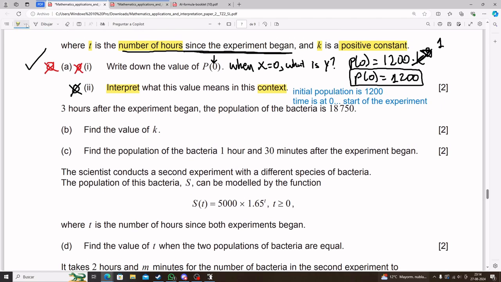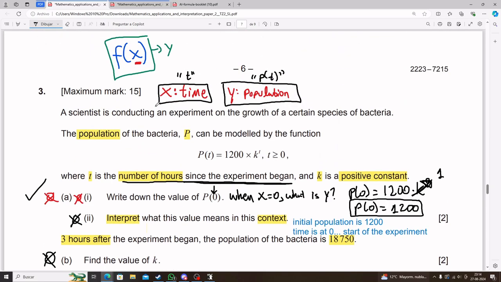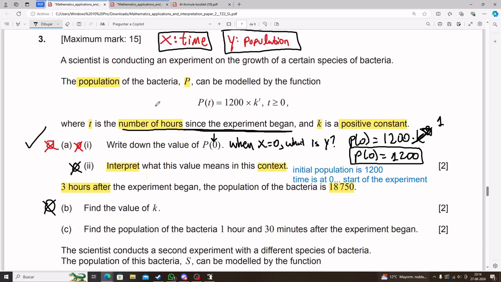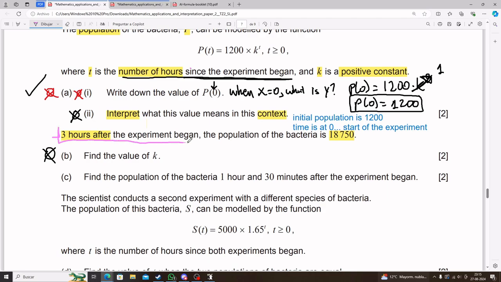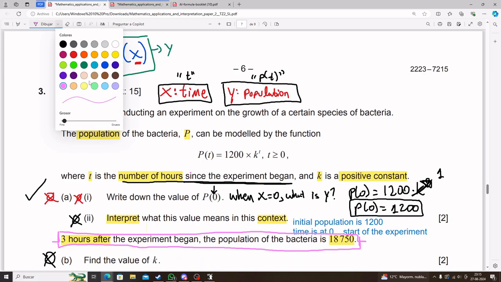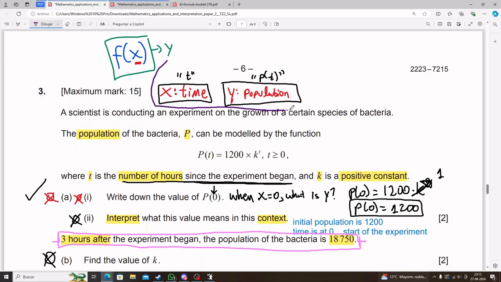Then we have that 3 hours after the experiment began, the population of the bacteria is 18,750. And through this, we need to find the value of K for part B. Now, the big thing about these sort of word problems is that you need to bring these words into math. So this line of information that I am now putting in pink is very important that we understand it. Now, what is the main way to help you understand these sort of exercises? You have to write somewhere what I did up here. You have to have very clear what is your x, what is your y. So x is time, y is population.